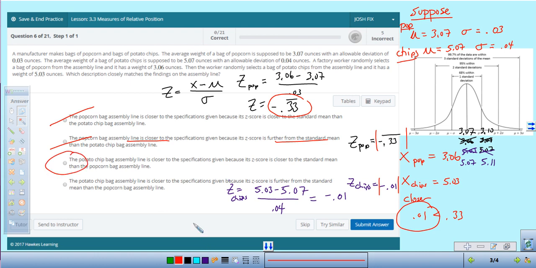So that's what our z-score does for us: it allows us to determine how close or relative we are to our mean. It allows us then to establish which data score is better than the other data score.